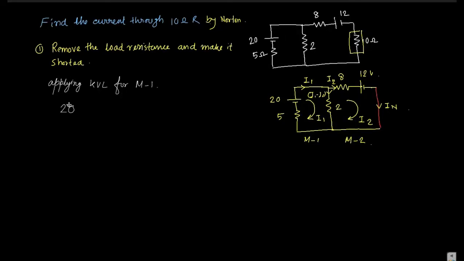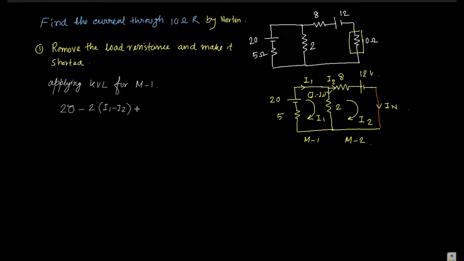Always keep one thing in mind: 20 volt is your supply and due to that some current is flowing through it. So for this resistance, when current is flowing through it, there is some loss, that is I into R, the voltage drop. Here also you get one resistance and some current will flow through it, then there is also some potential drop or voltage drop. So 20 is positive, minus 2 into I1 minus I2.